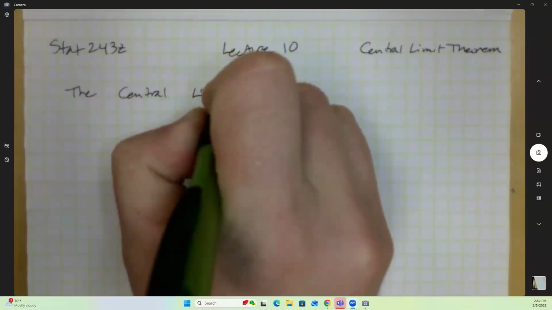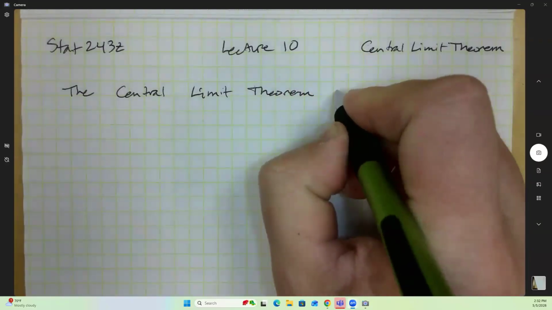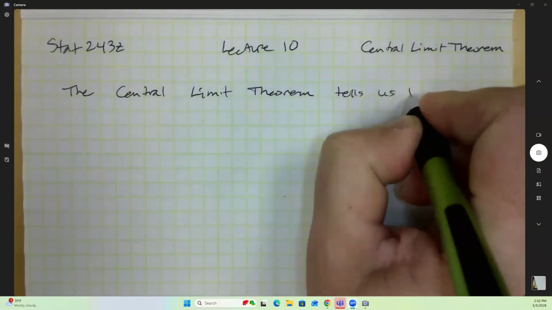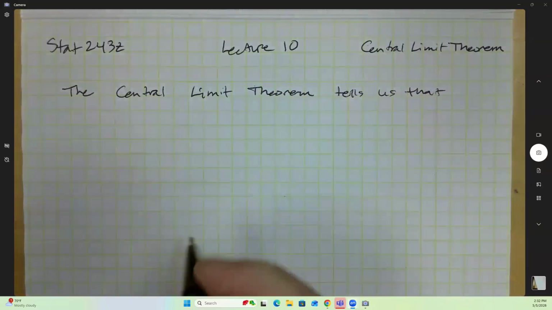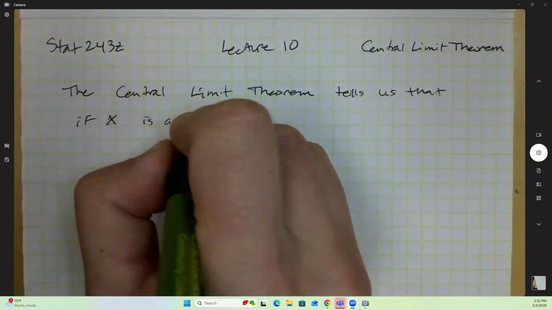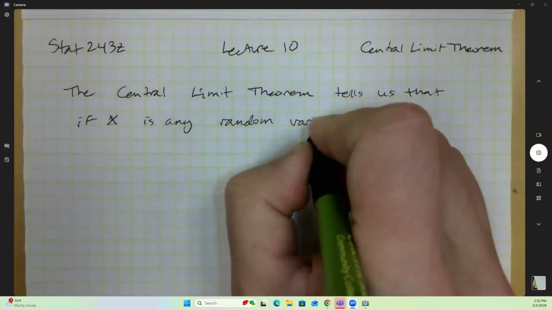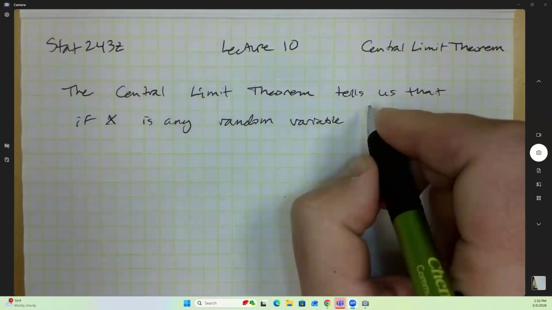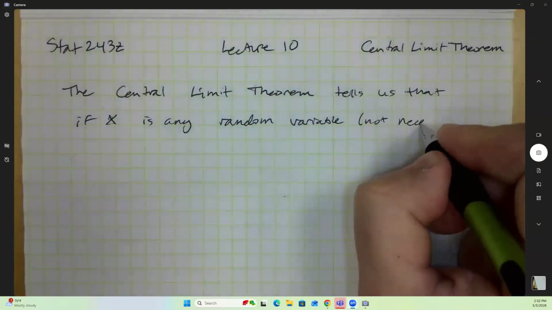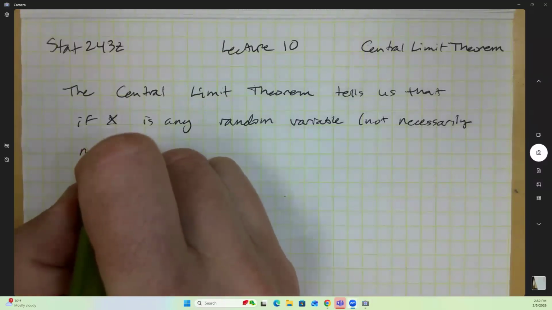The central limit theorem tells us that if x is any random variable, a quantitative random variable, it does not have to be normally distributed. It can be, it doesn't have to be. So not necessarily normally distributed.